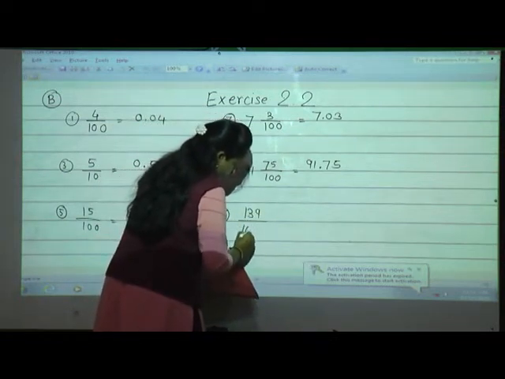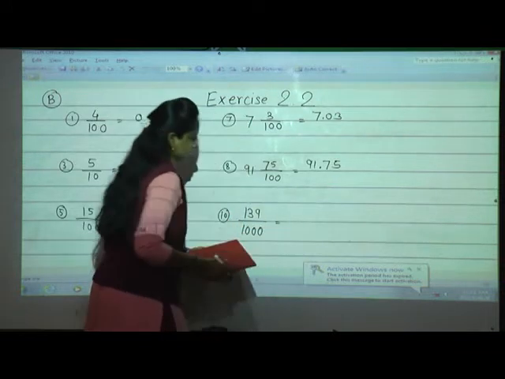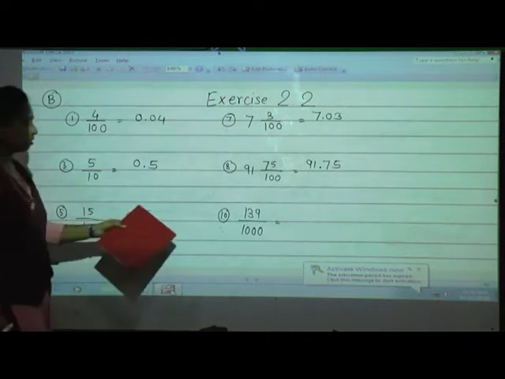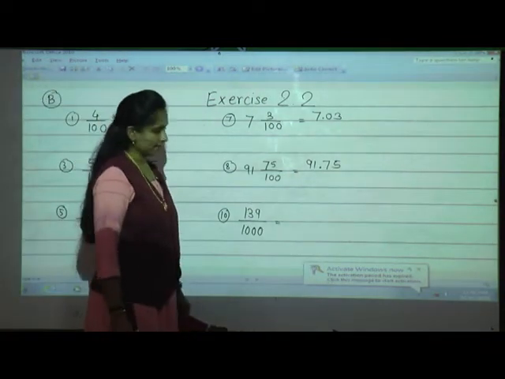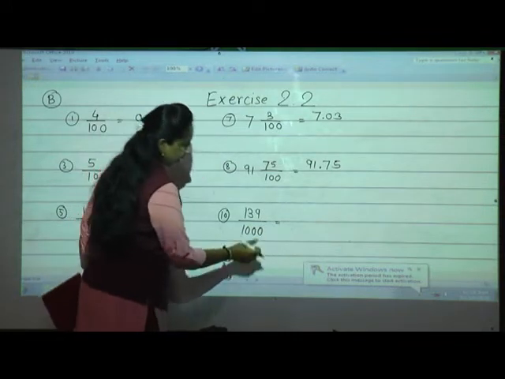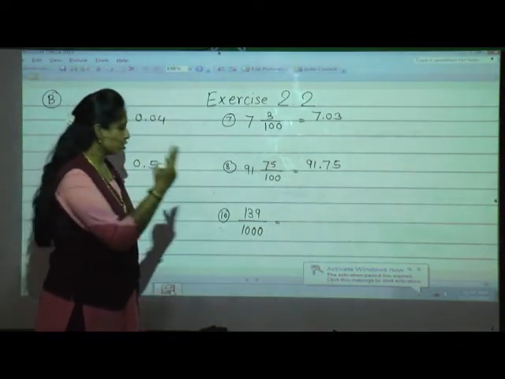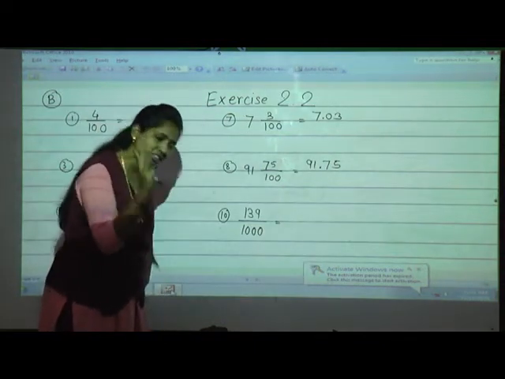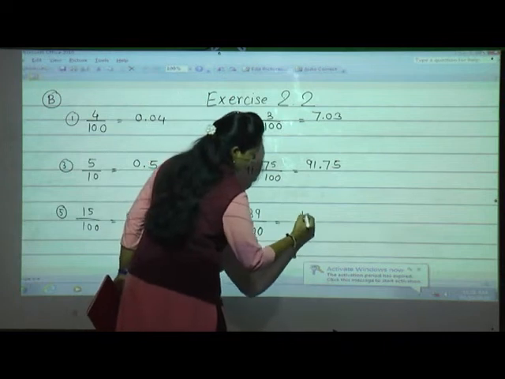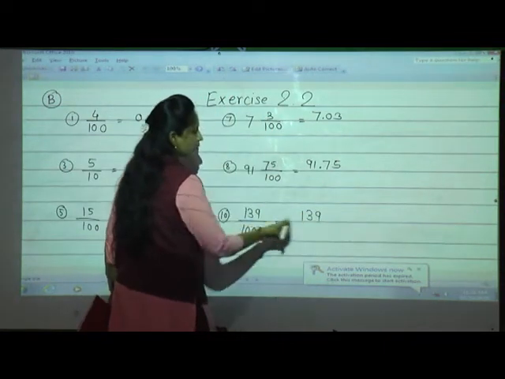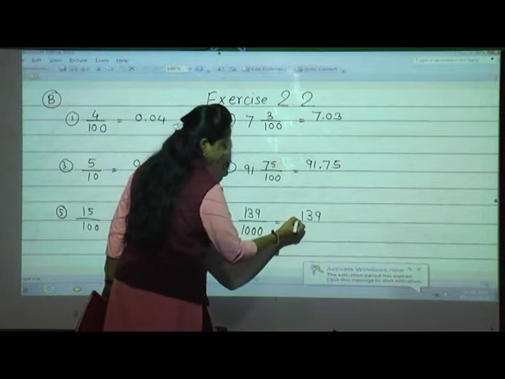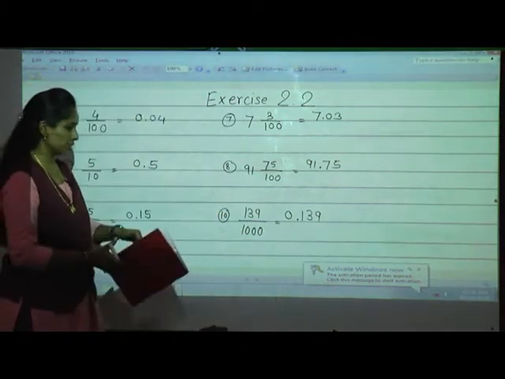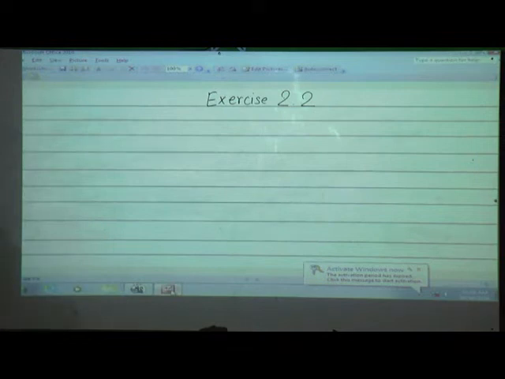139 upon 1000. Now see. Now here 1000 they have given in the place of denominators. So 1 is followed by 3 zeros. So when it is 3 zeros, we have to give the decimal point after 3 digits. First write numerator as it is. Then see 1 digit, 2 digit, 3 digit. Then give the decimal point, then 0. Clear? This much. See what is the C question?